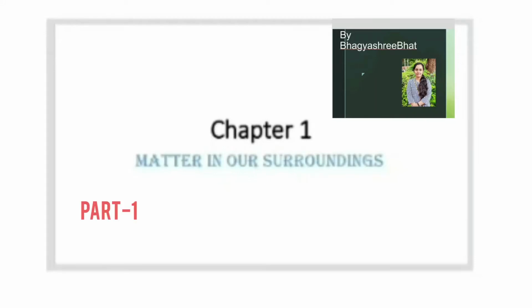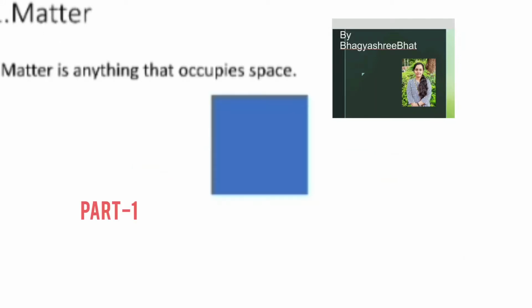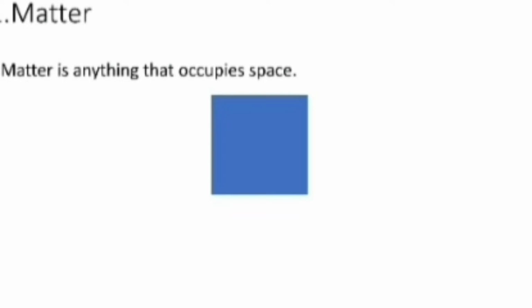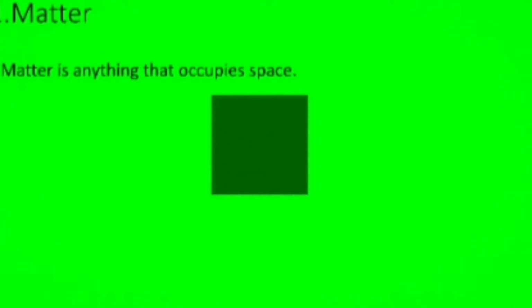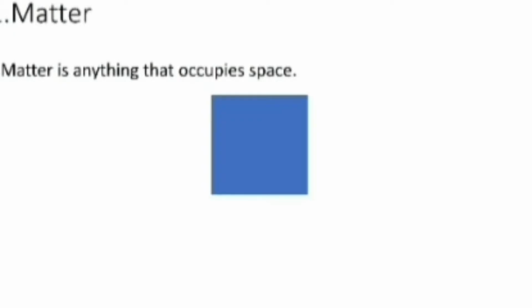Matter in our surroundings. So what is matter? Matter is anything that occupies space and also has mass. Anything that has mass and volume is said to be matter. We have so many objects surrounding us, and every object around us that occupies space and has weight is termed matter.